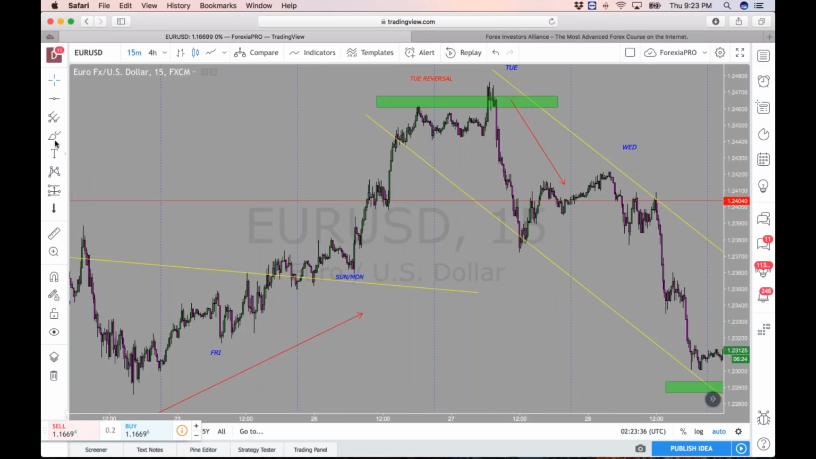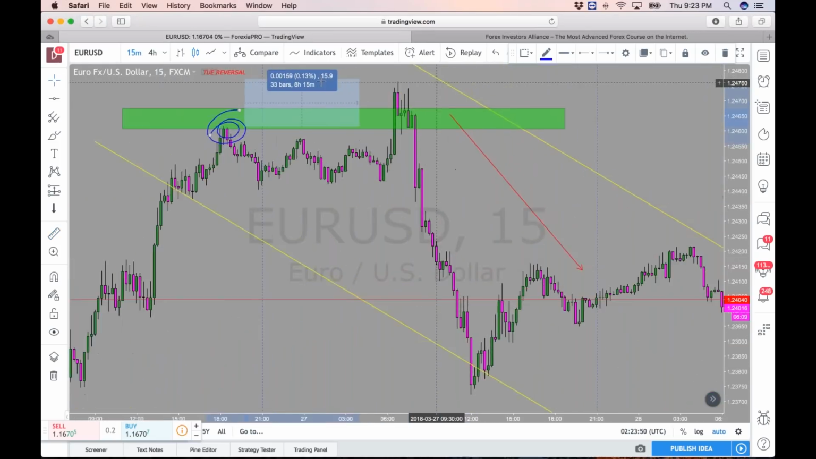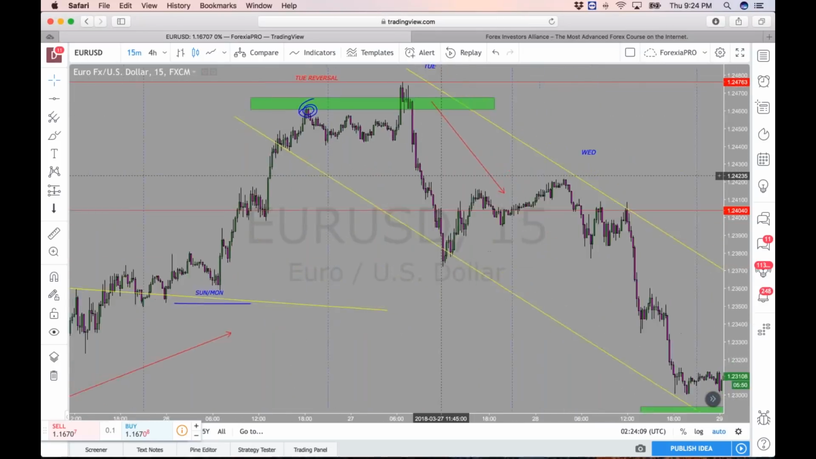We have Sunday, Monday. Sunday, Monday, the high is right here. Where do we place our sell limit? We place our sell limit at the exact high. We have a 15 pip stop. And depending on the spread, you may or may not have gotten stopped out. If you guys want to use a larger spread, a larger stop loss, that's up to you. Based on the broker, yeah.